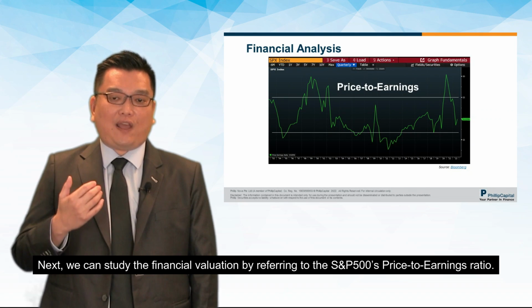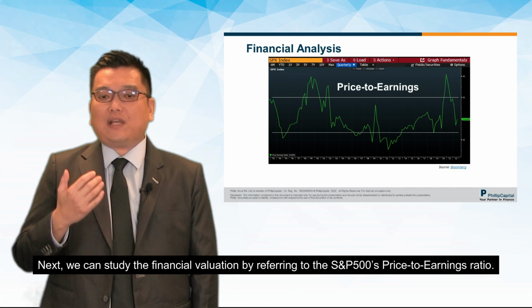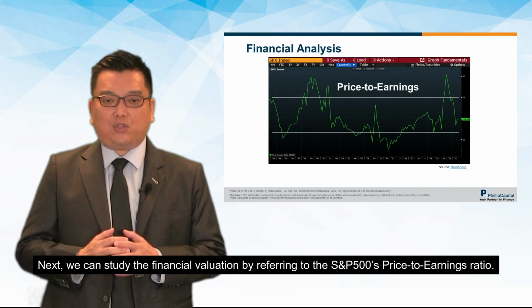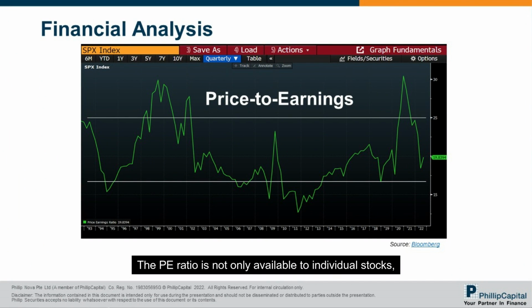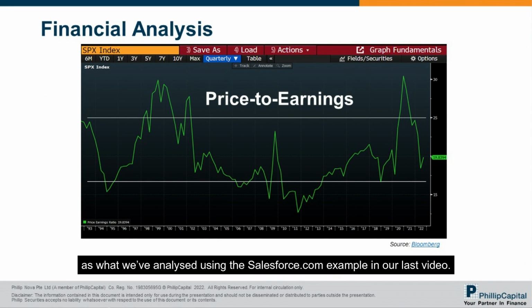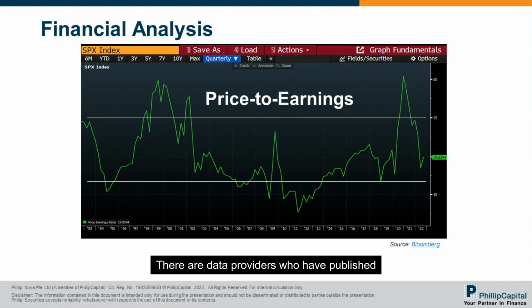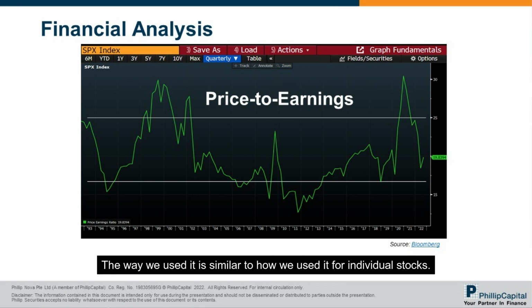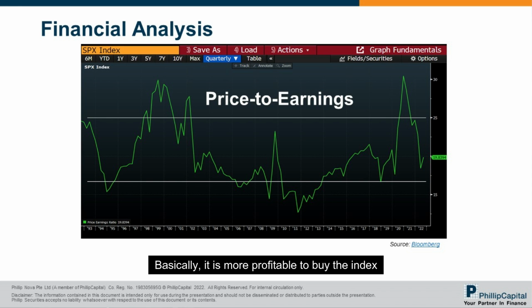Next, we can study the financial valuation by referring to the S&P 500 price-to-earnings ratio. The PE ratio is not only available for individual stocks, as we analyzed using the Salesforce.com example in our last video. There are data providers who have published this valuation metric on stock indices like the S&P 500 as well. The way we use it is similar to how we use it for individual stocks. Basically, it is more profitable to buy the index if it is trading at a lower valuation of its historical trend, as compared to it trading at a higher valuation.